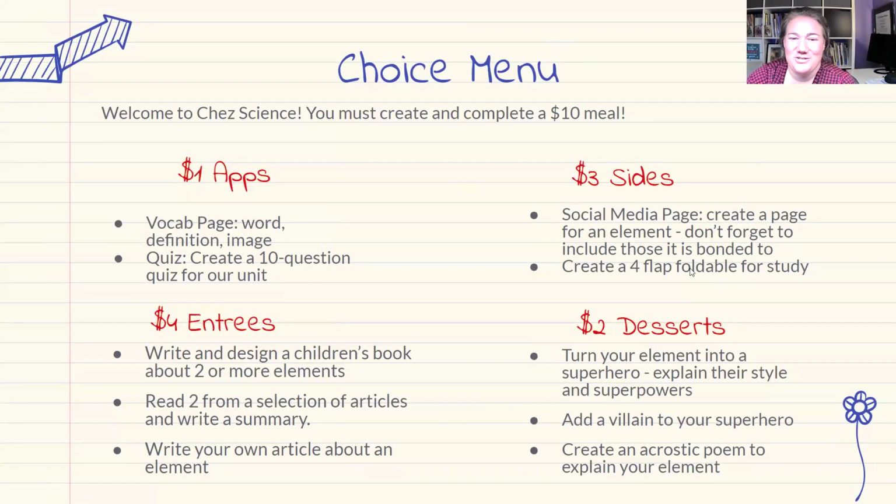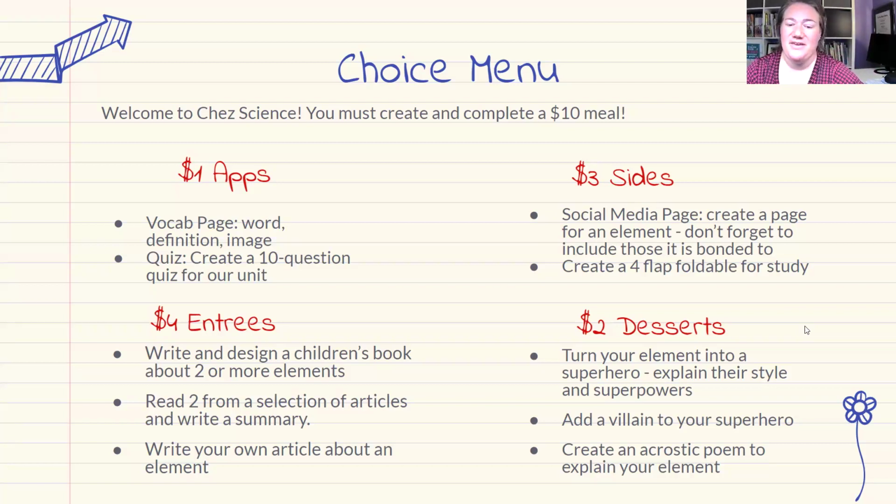I always like the choice menus idea. Again, this goes back to those point values, where you have to pick one from each category. You have to spend a certain amount of money. And then usually the easier ones, or the lower level thinking tasks, like on Bloom's kind of thing, would be your apps. Your entrees are going to be the more intensive pieces, and the desserts tend to be the funny things or a little bit more creative, trying to help them move into a different type of thinking.